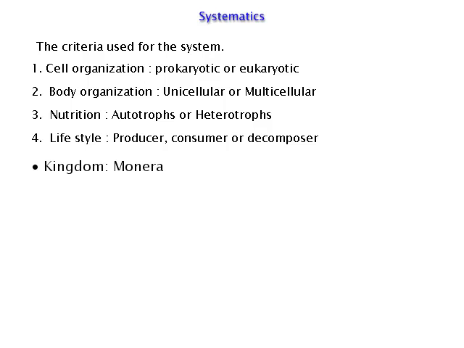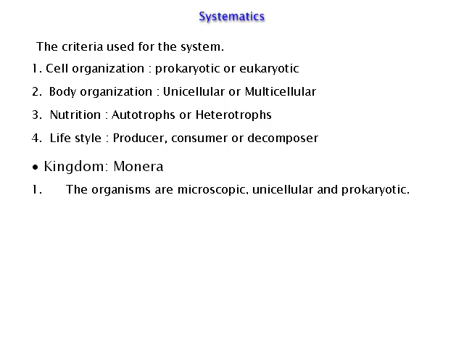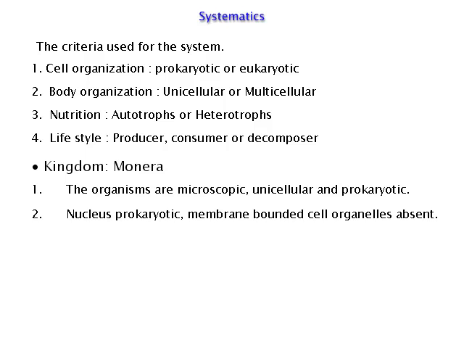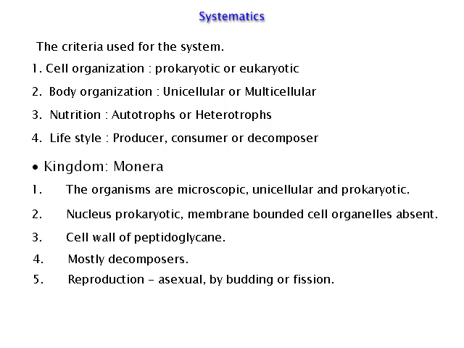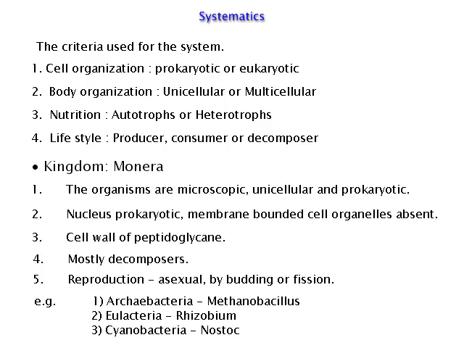Kingdom Monera. The organisms are microscopic, unicellular and prokaryotic. Nucleus prokaryotic, membrane-bounded cell organelles are absent. Cell wall of peptidoglycan. Mostly decomposers. Reproduction asexual by budding or fission. For example, Archaebacteria, Methanobacillus, Eubacteria, Rhizobium, Cyanobacteria, Nostoc.